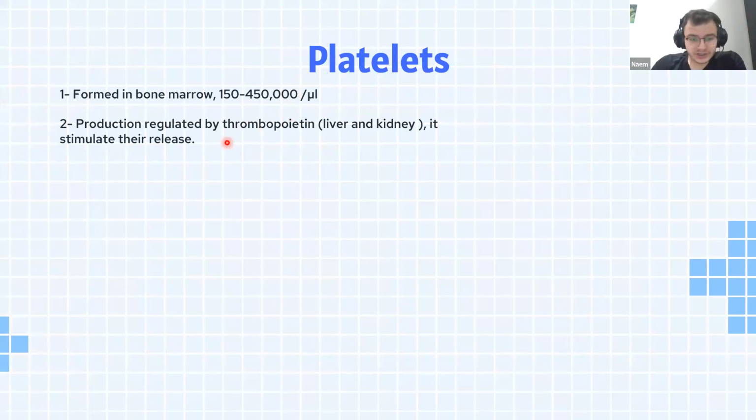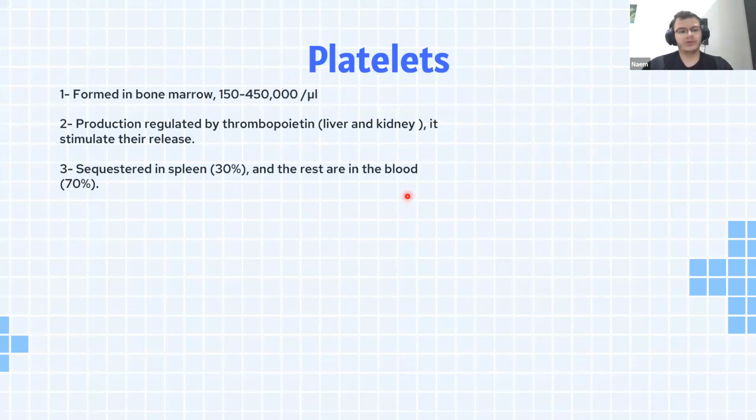Now, the production of platelets is regulated by a hormone that we call thrombopoietin. There's a hormone that is produced from the liver and from the kidney that we call thrombopoietin. It basically stimulates the synthesis and also the release of platelets. Pure memorization: just know the name of the hormone, the function, which is stimulating the release, and where it comes from, the liver and the kidneys.